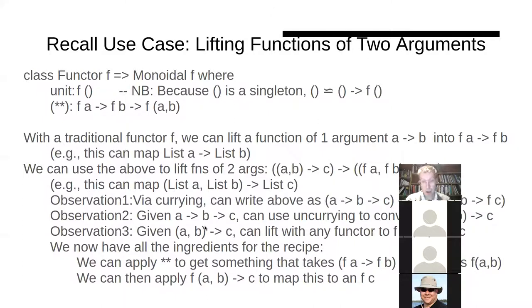And here's the thing. This is what we're given, and this is what we want to return. So we're trying to solve this programming problem of, we get this, and we want to be able to turn it into that using the power of these monoidal functors. How do we do that?